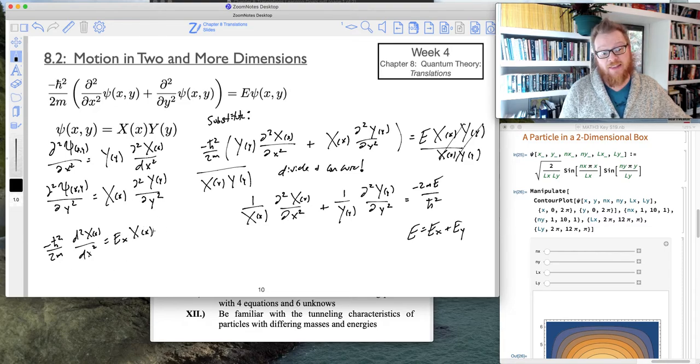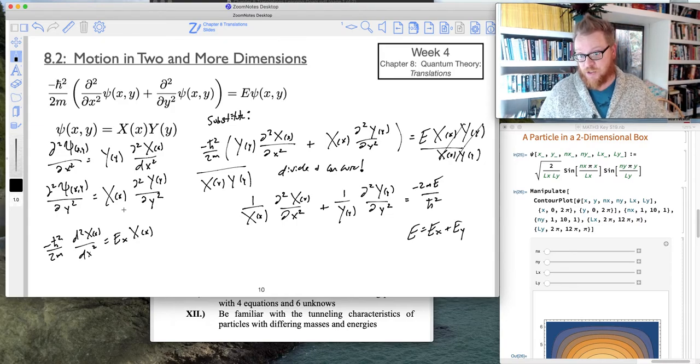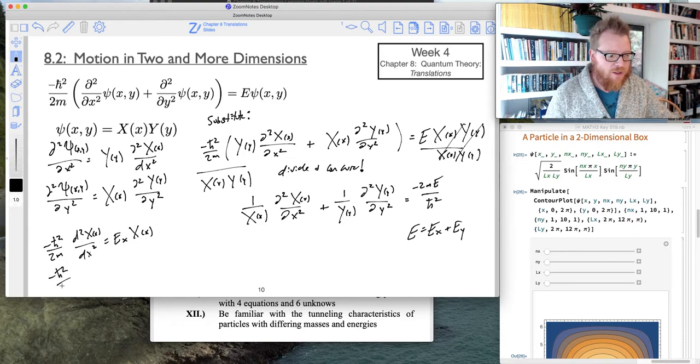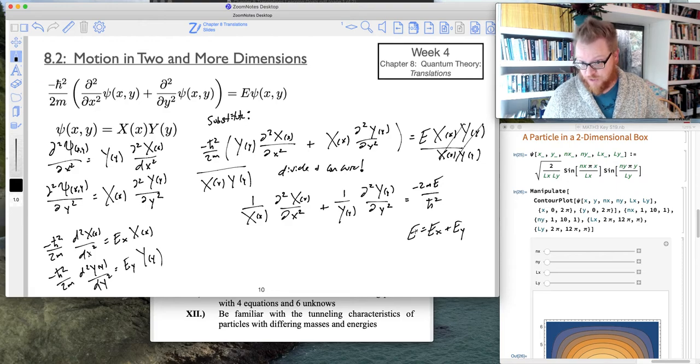So I know that I can write that if I'm assuming here from the beginning that I was able to separate my dimensions, okay? Then I know I could establish this. And I know that I can also establish the same thing for the y dimension. That equals ey times y of y. And I'm also establishing that each one of these individual eigenvalues for ex or ey is a linear sum of the total solution. Okay.